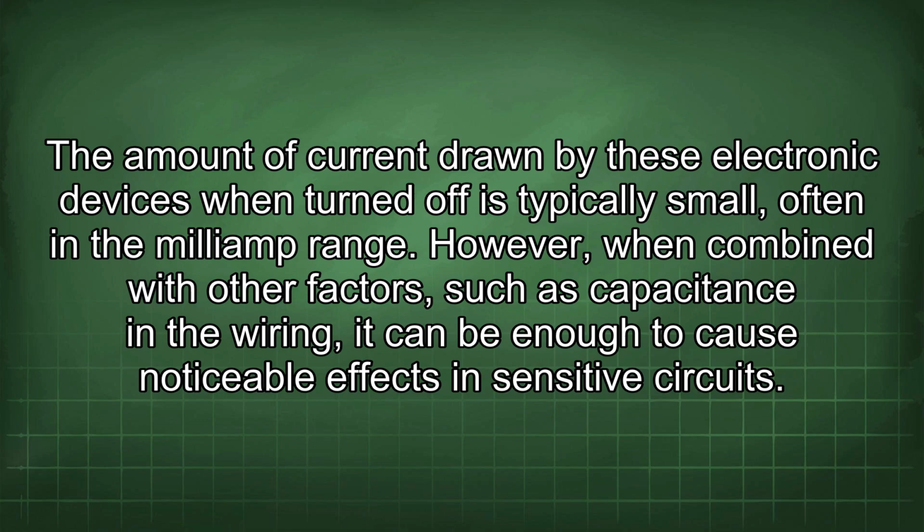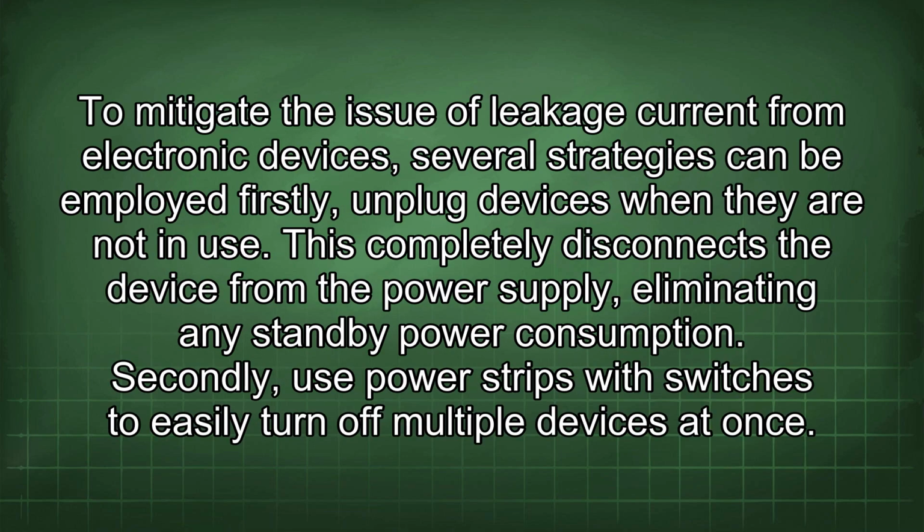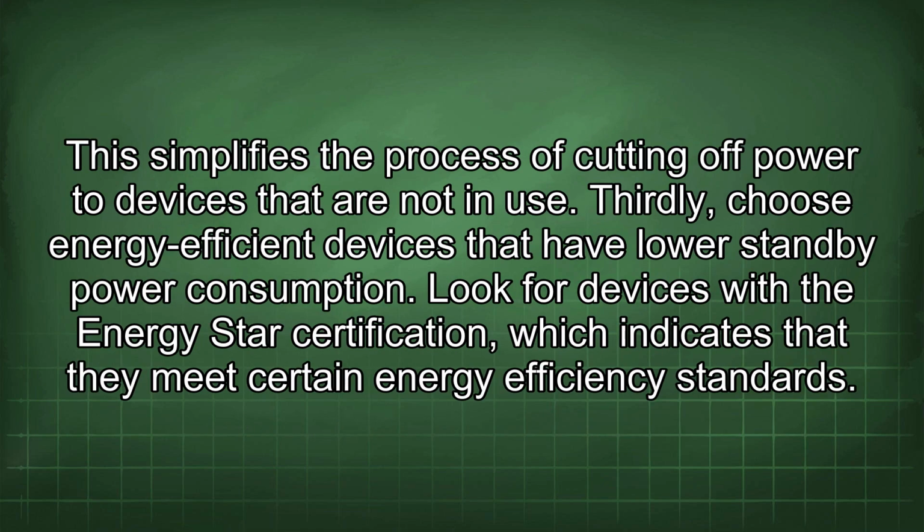To mitigate the issue of leakage current from electronic devices, several strategies can be employed. Firstly, unplug devices when they are not in use. This completely disconnects the device from the power supply, eliminating any standby power consumption. Secondly, use power strips with switches to easily turn off multiple devices at once. This simplifies the process of cutting off power to devices that are not in use.